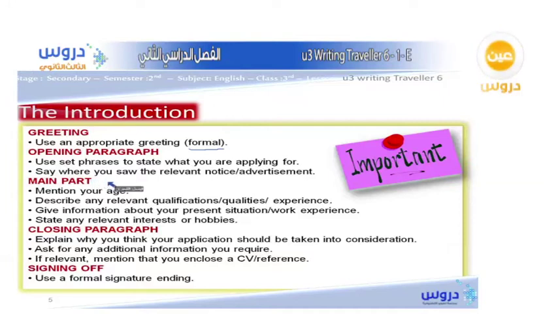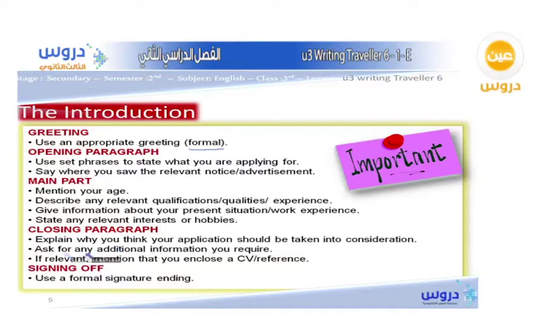In the main part of writing an application, mention your age, and don't forget to describe any relevant qualifications, qualities, and experience. Also, give information about your present situation. Are you still a student, for example, or have you finished your secondary school or even your bachelor's degree? And if you have any work experience, you can add it. Of course, you need to state any relevant interests or hobbies. In the closing paragraph, explain why you think your application should be taken into consideration.